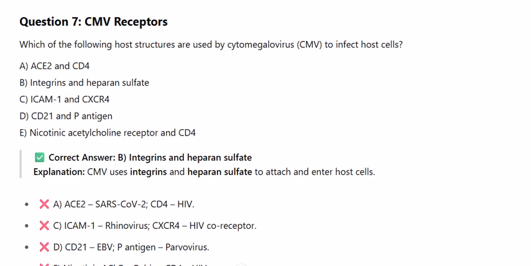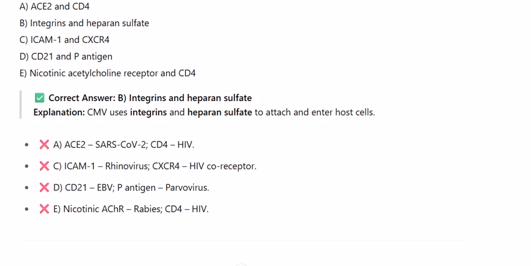A. ACE2, SARS-CoV-2; CD4, HIV. C. ICAM1, rhinovirus; CXCR4, HIV co-receptor. D. CD21, EBV; P antigen, parvovirus. E. Nicotinic AChR, rabies; CD4, HIV.